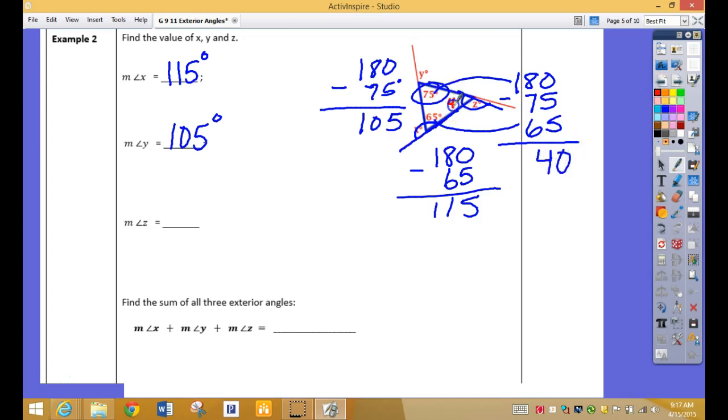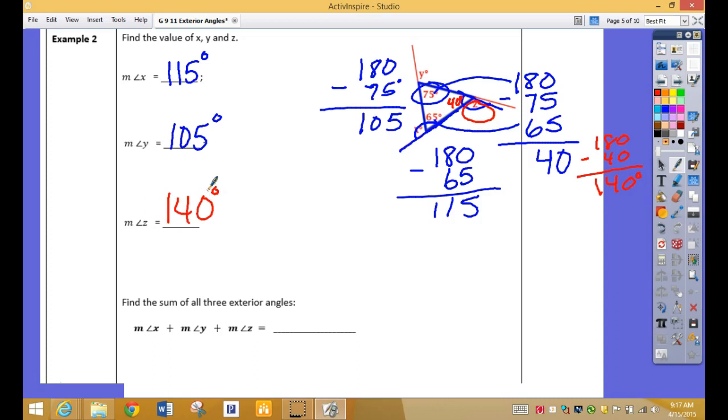Right, so this one would be 40 degrees. Add these all up, 180 degrees on the inside. So now we can take our 180 degrees, now we know the inside, minus the 40. So we know this exterior angle out here is 140 degrees.